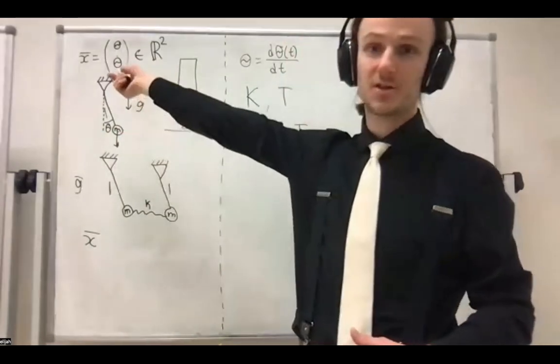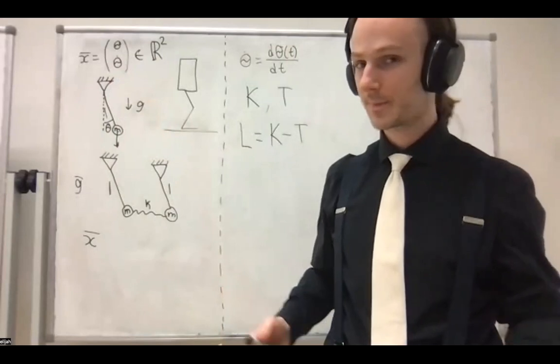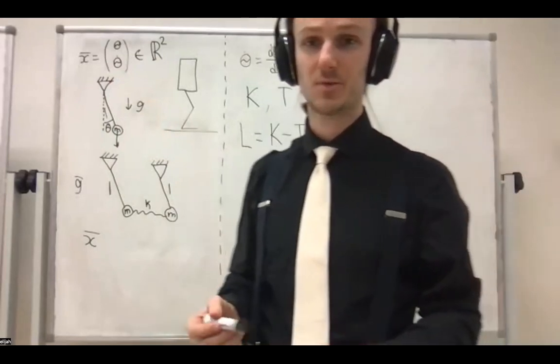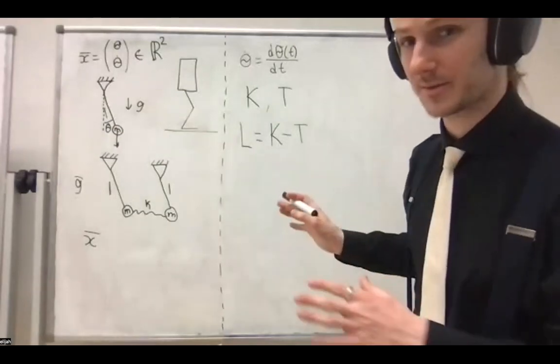So, yep, for one generalized coordinate, we're going to have one equation of motion. If we would have two generalized coordinates, we're going to have two equations of motion. And the trick comes here.